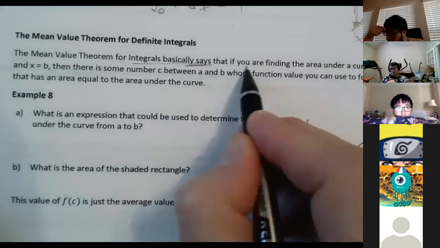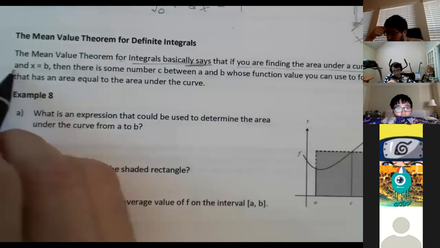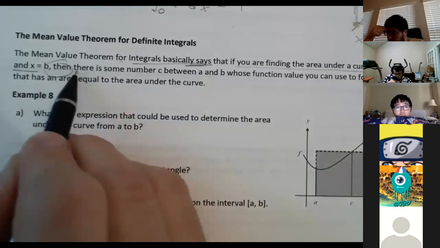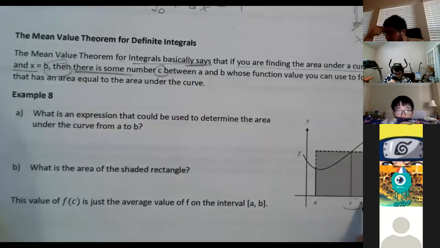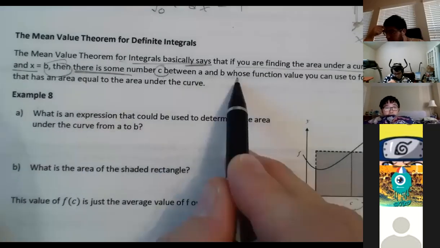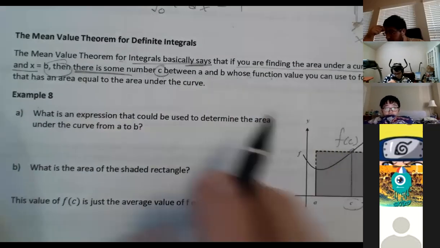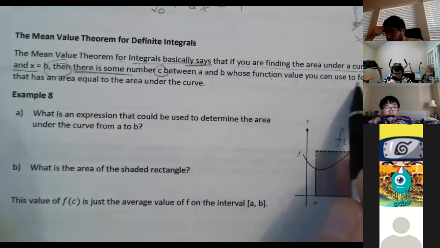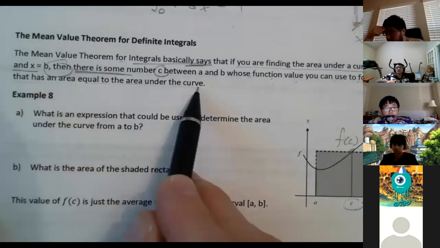All right, so look, the mean value theorem for integrals is basically saying this. If you are finding the area under the curve between x equals a and x equals b, then there is one number c between a and b whose function value, f of c, you can use to form a rectangle that equals the area under the curve.